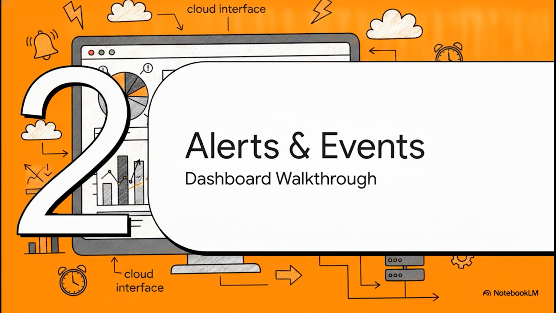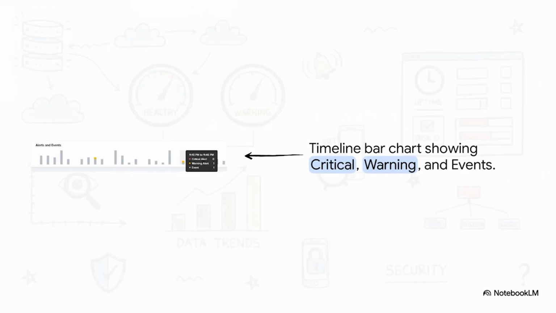Section 2, Alerts and Events Walkthrough. Let's visually break down the core dashboard where all this theory meets the actual Prism Central interface. Now, what's really interesting about this slide is the exact visual layout of that stacked bar chart. You'll find it sitting right below the timeline in the Prism Central Analysis dashboard, and it displays the alerts and events happening at any given point in time.